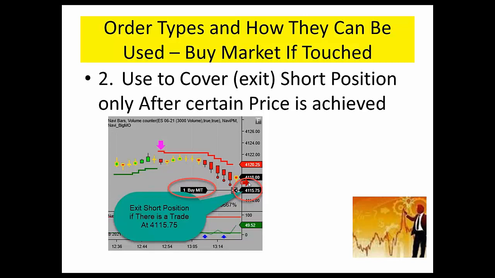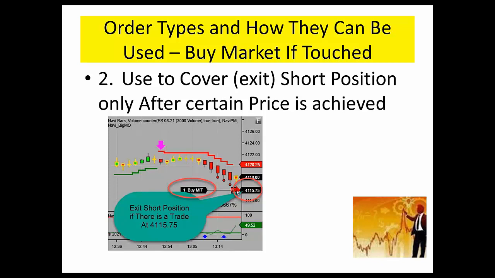All right, so another way that you can use the buy market if touched order is if you are in a short position, you can use it as a way of exiting your trade if you're at your profit target. Now, the way it works is if the market actually hits your price, it doesn't mean you're going to get filled at that price. The market just has to trade at your price. So in this example, 4115.75, if the market trades at that price, it's going to execute a market order to buy.